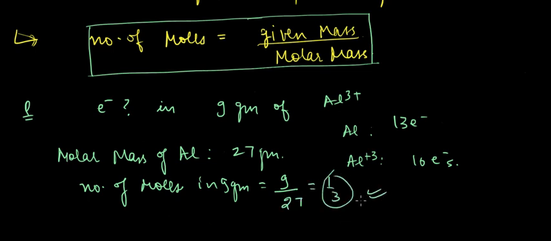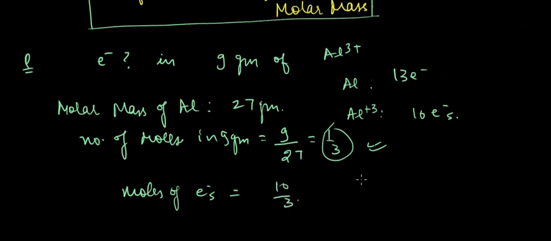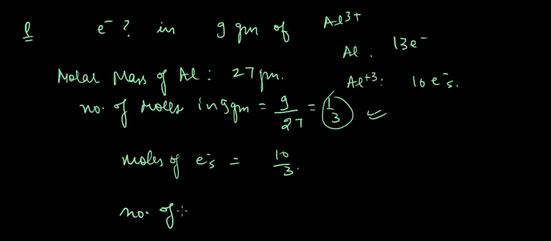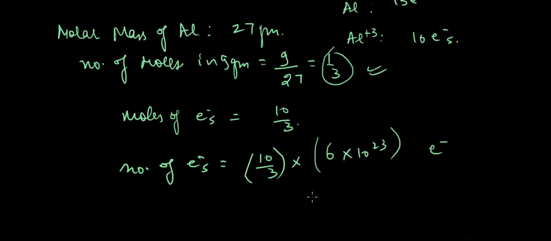How many moles of electrons would be there? Obviously 10 by 3 moles of electrons. The number of electrons would be 10 by 3 into 6 into 10 to the power 23, or rather 1 mole equals 6 into 10 to the power 23 entities, and electron was one of the entities. So the number of electrons would be 2 into 10 to the power 24 electrons. This would be the answer.